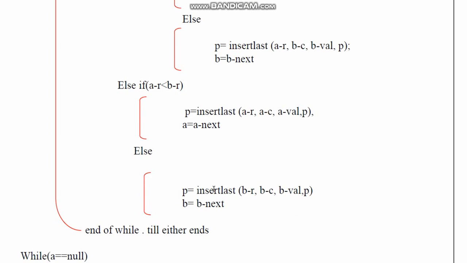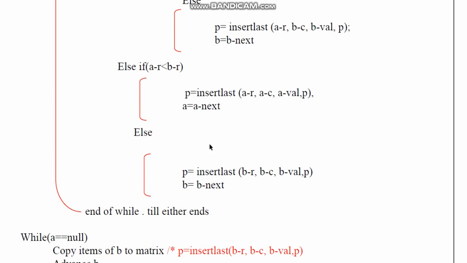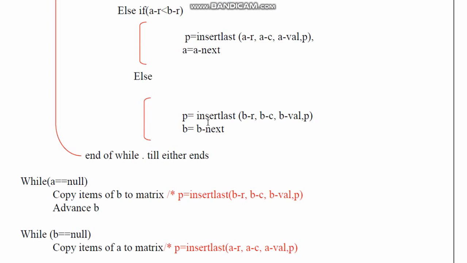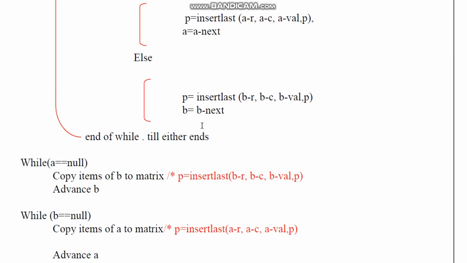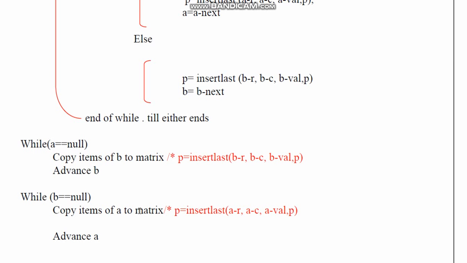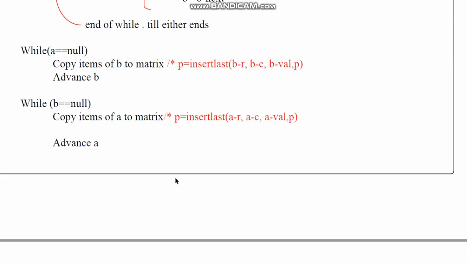Okay, I think this should be clear. Look at the other possibility. If B has got a lesser row, then B's row, B's column, B's value. So this takes care of both. Now it is possible that one of them finishes, because they are linked lists, one may have fewer values than the other. So if A finishes, I have to copy the values from B, or reversely, if B finishes, I have to copy the values from A. Alright, I think this part we have seen.